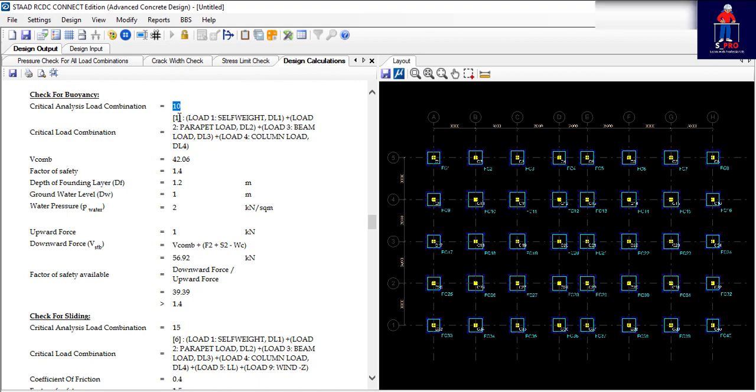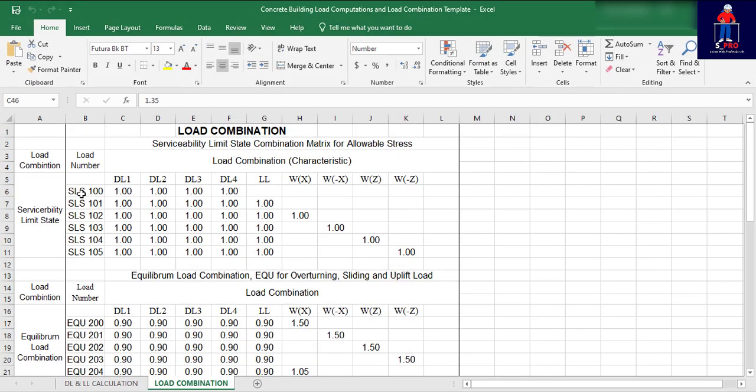The load combination number 10, that's the first load combination. If you come here, you see the first load combination: only the dead load without including the live load, and the software actually recognizes it as the critical for buoyancy.